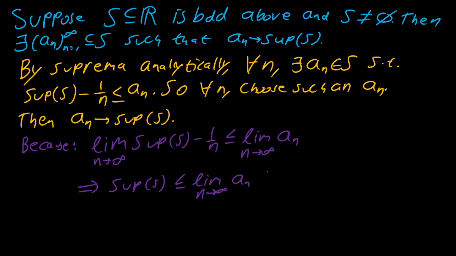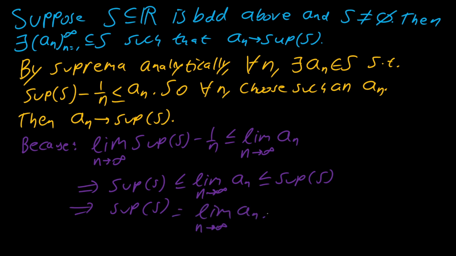We also know that this is less than or equal to sup S because every single term of this sequence is less than or equal to the sup. So the limit of the sequence has to also be less than or equal to the sup. And we've just squeezed the limit as n goes to infinity of a_n in between sup S and sup S. So that means actually sup S is equal to the limit of a_n. Great.